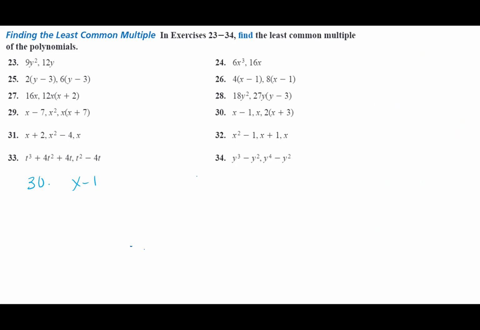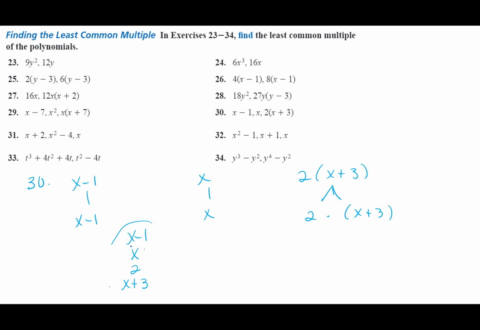Number 30 is x minus 1, then you have a single x, and then you have 2 times x plus 3. All of these are as simplified as you can get them. Like, we can break this one into 2 times the x plus 3, but we don't really need to make a factor tree. Do you see the individual factors are the binomial x minus 1, the single variable x, the single number 2, and the binomial x plus 3. And you see at most in a single list of prime factors, they show up only 1 time.